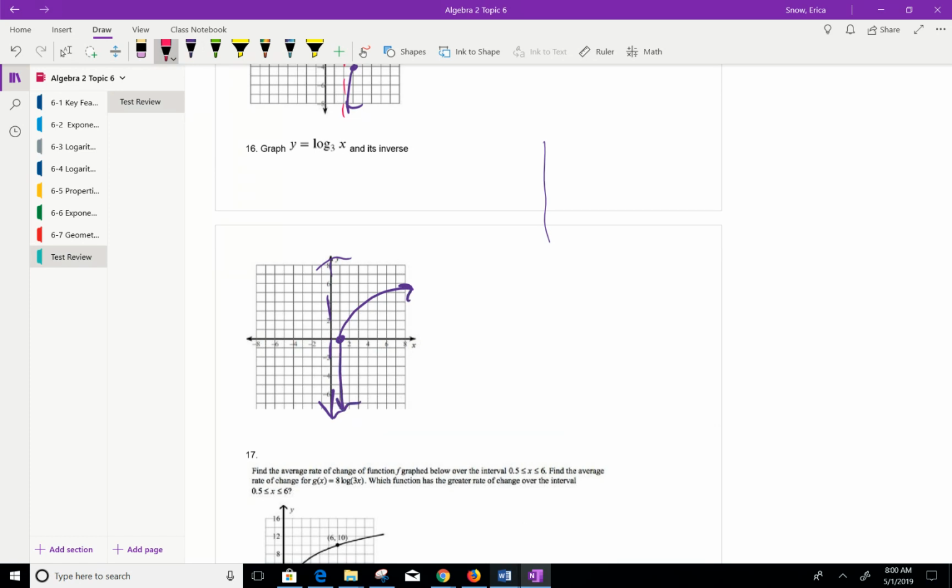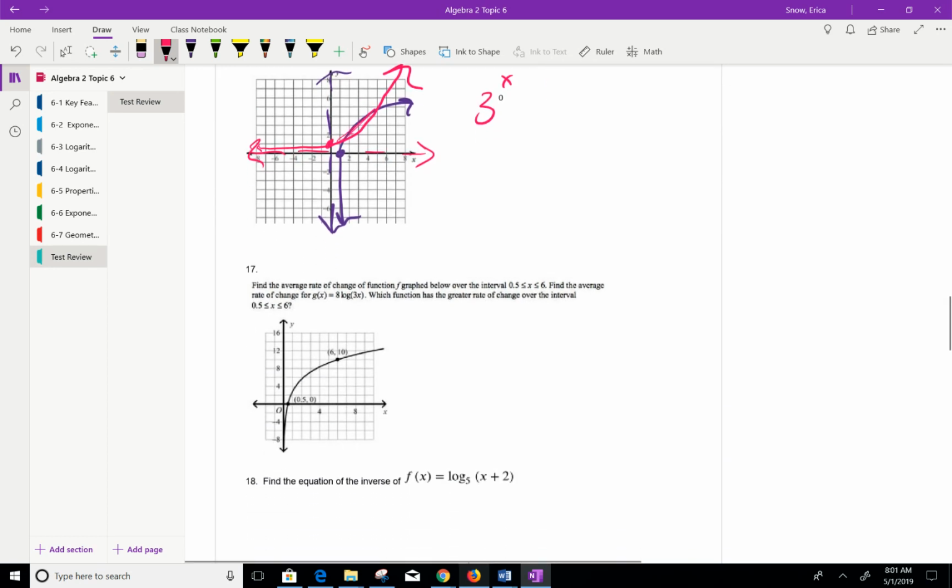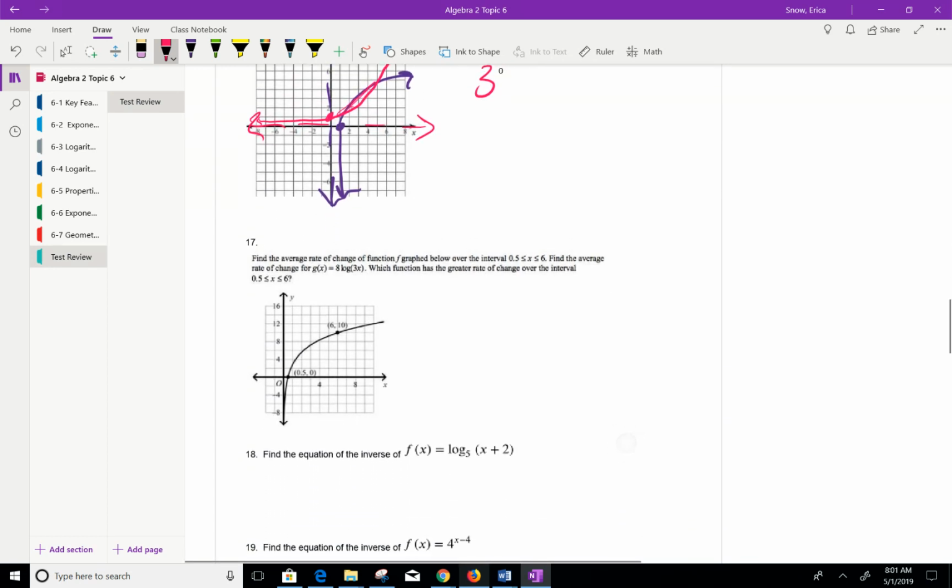Now, the inverse, you've got to remember, is 3 to the x. And so it has that y-intercept here, and it gets flat and then goes up. And it has an equation there. Now, they may not intersect right here like mine did, but you can graph them on your calculator. Again, it's going to be multiple choice.